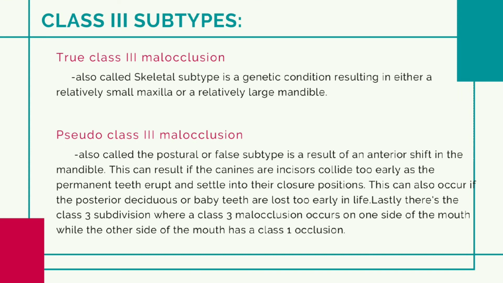True Class 3 malocclusion, also called skeletal subtype, is a genetic condition resulting in either a relatively small maxilla or a relatively large mandible. Pseudo Class 3 malocclusion, also called the postural or false subtype, is a result of an anterior shift in the mandible. This can result if the canines or incisors collide too early as the permanent teeth erupt and settle into their closure positions. This can also occur if the posterior deciduous or baby teeth are lost too early in life. Lastly, there's the Class 3 subdivision, where a Class 3 malocclusion occurs on one side of the mouth, while the other side of the mouth has a Class 1 occlusion.